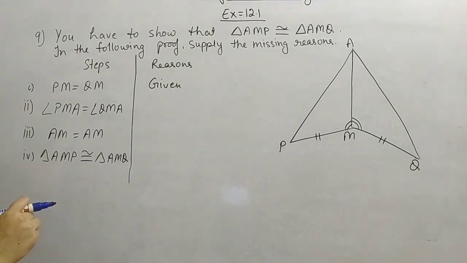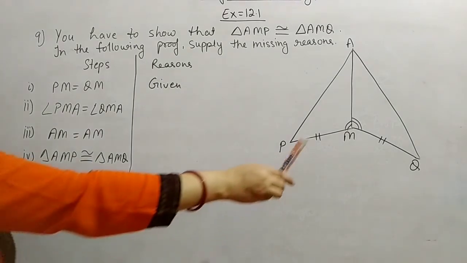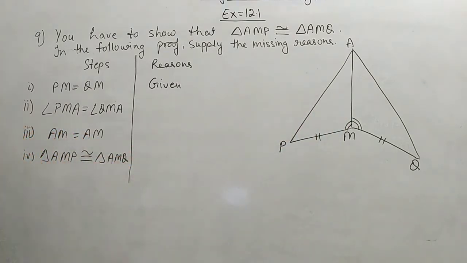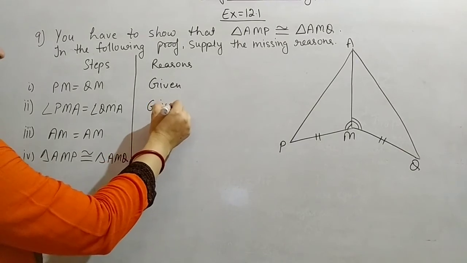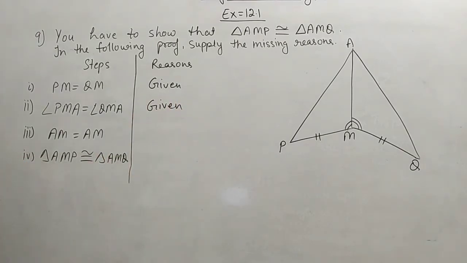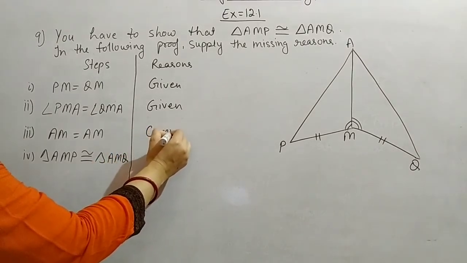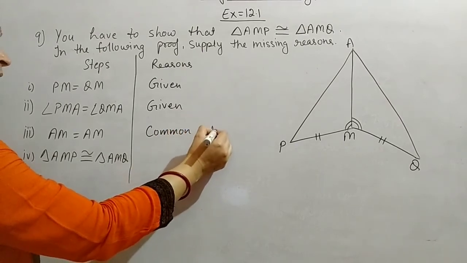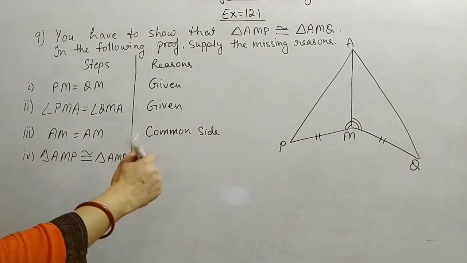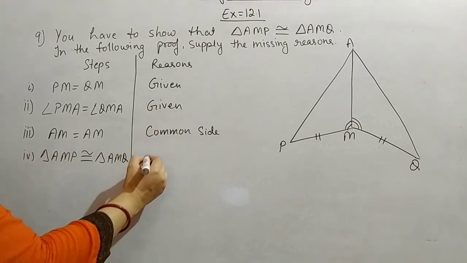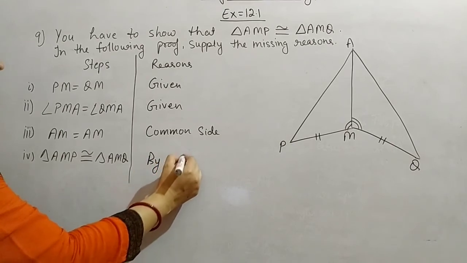Next, angle PMA is equal to angle QMA. So this angle also is given equal. The same type of marking means these angles are equal. The same type of marking on sides means these two sides are equal. So this information also is given in the question. Third, AM is equal to AM, means this side is common for both the triangles. So here the reason is common side. Then triangle AMP is congruent to triangle AMQ. By which rule? So here we are comparing one side, then the included angle and then another side. So by SAS rule.